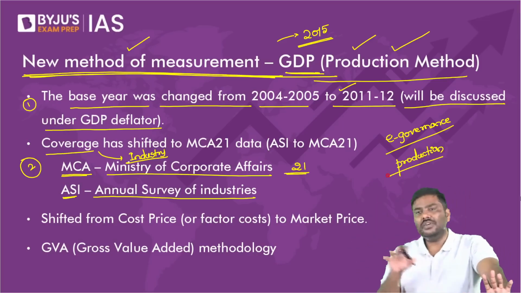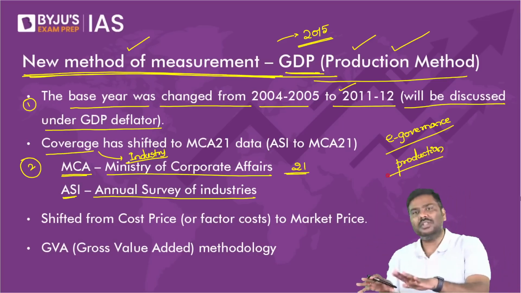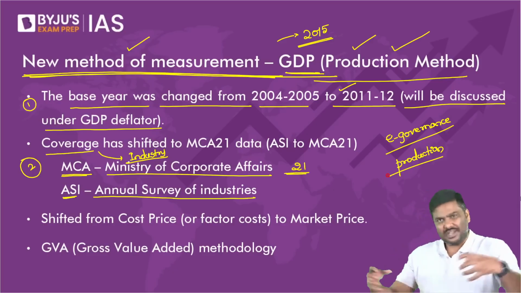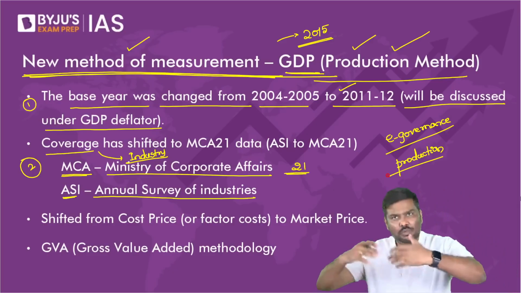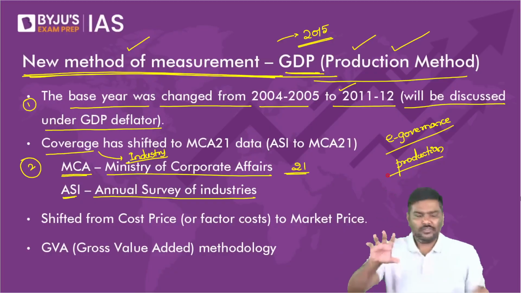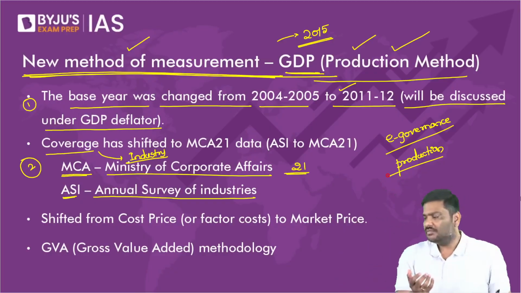Any problem with this? Please do let me know. The coverage in ASI was limited. It was somewhere around 2 lakh companies. Now we have extended it to more than 5 lakh companies. And many of you will ask me, sir, what is the use of this?